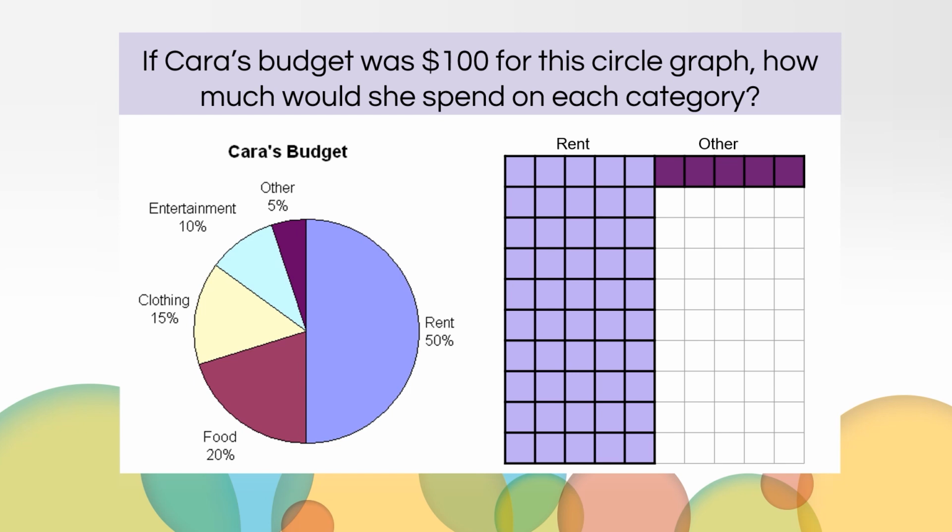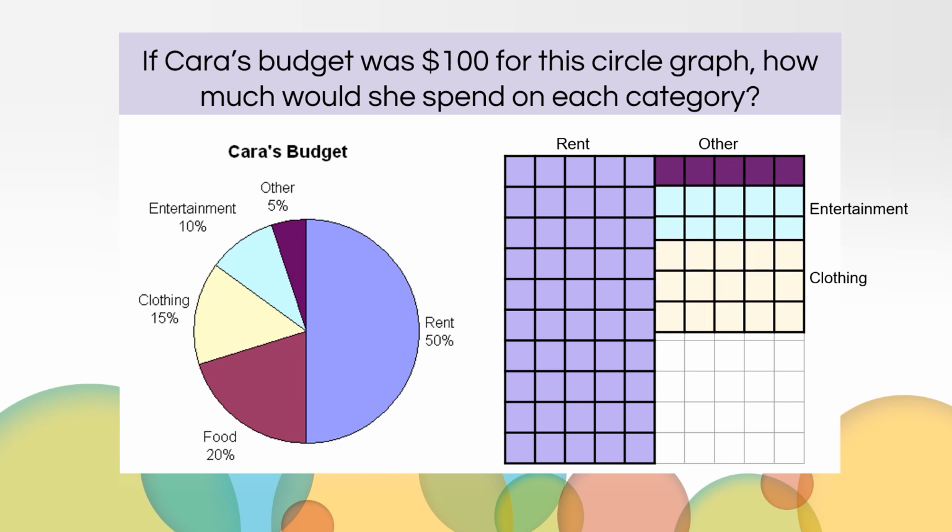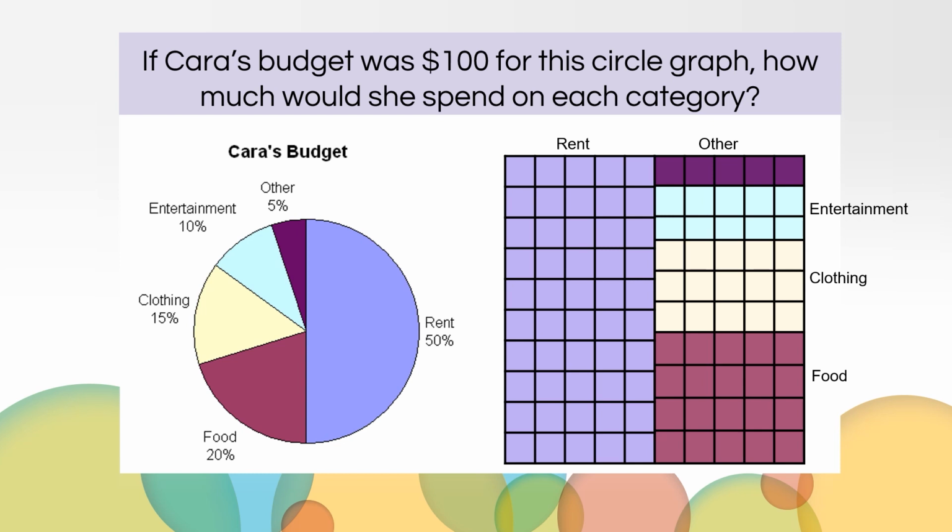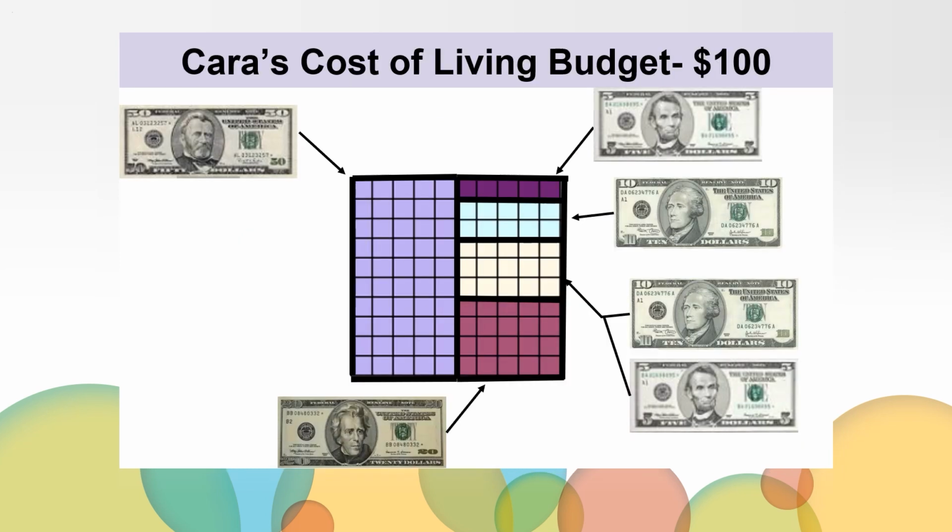Now let's look at what this means and connect it to money. We can see how Kara's $100 budget is broken down with the grid squares in money. If each individual square represents $1 of her budget, Kara can spend $50 on rent, $20 on food, $15 on clothing, $10 on entertainment, and the remaining $5 on other things.